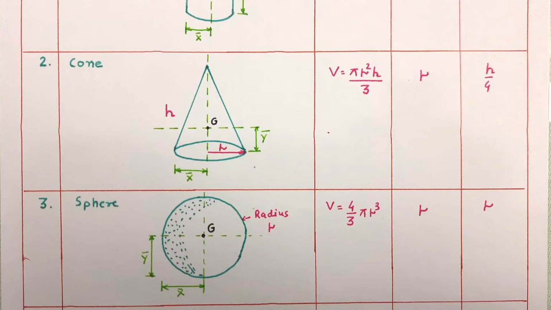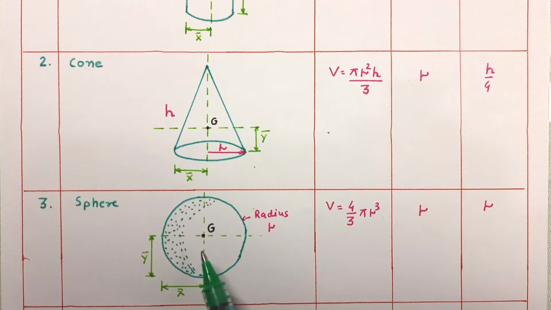The next shape is sphere, which is having radius r. This point means center of sphere, that is centroid of it. This distance is x bar and this distance is y bar, that are centroidal distance along x and y axis respectively. The volume of sphere is known to us, that is 4 by 3 pi r cube.